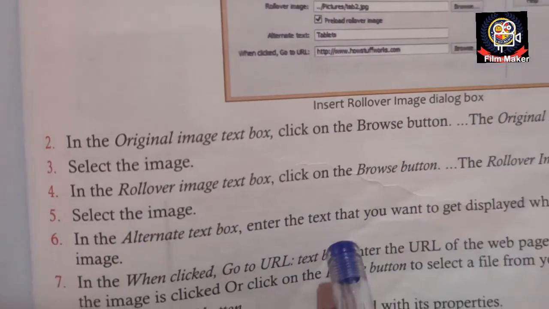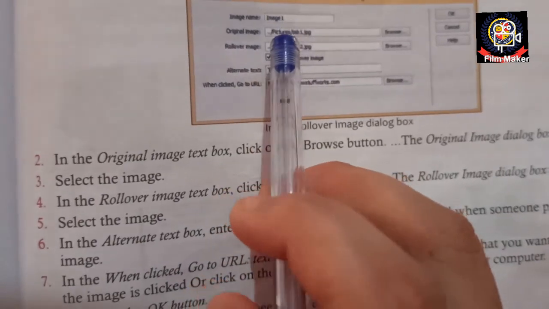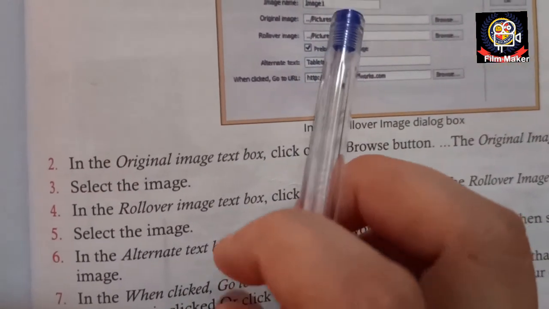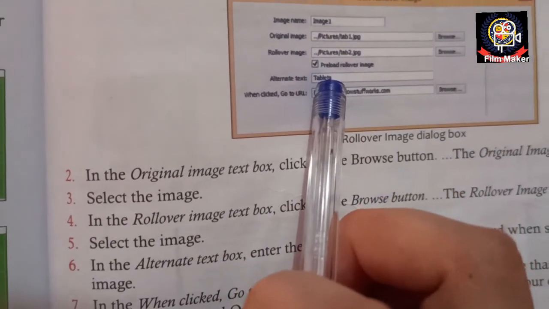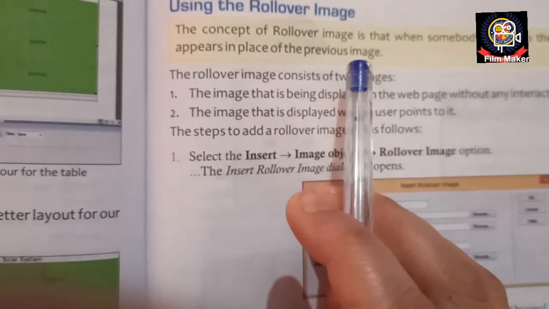Okay, so it means if the user is pointing, another image will appear and another text will also appear, because I have also given text in the alternate text. Okay children, so this is the concept of the rollover image.